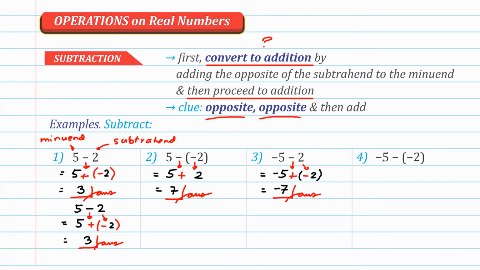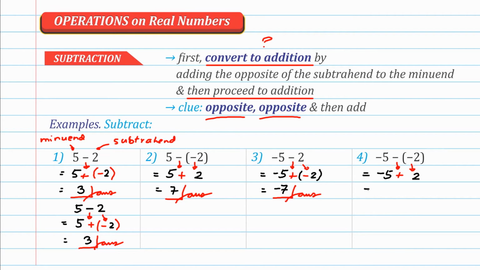Let's say we're given negative 5 minus negative 2. It gets a little more confusing, pero again, just think of the clue, opposite, opposite. So let me rewrite this. Negative 5 here, we copy. Don't ever change that. And then, opposite of minus, it's plus. And then opposite of negative 2 is positive 2. So ulit, minus becomes plus, negative 2 becomes positive 2.